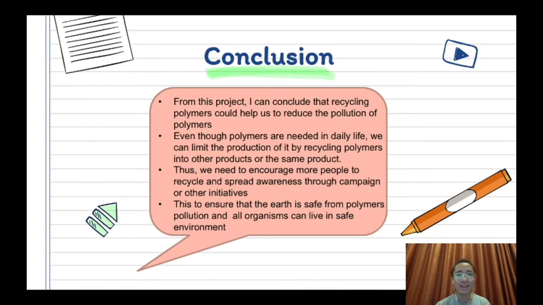The conclusion that I can make from this project is that recycling polymers actually could help us to reduce the pollution of polymers. Even though polymers are needed in daily life, we can limit the production of it by recycling into other forms of products or the same product. Thus, we need to encourage more people to recycle and spread awareness through campaigns or other initiatives. This is to ensure that the earth is safe from polymer pollution and all organisms can live in a safe environment.